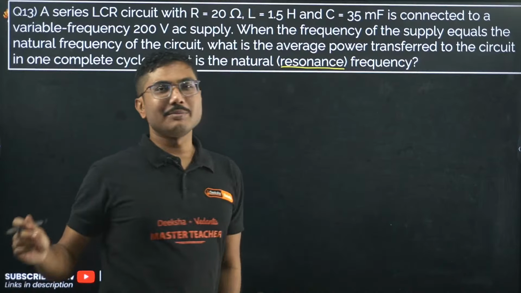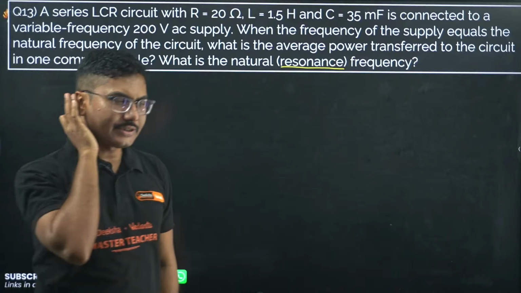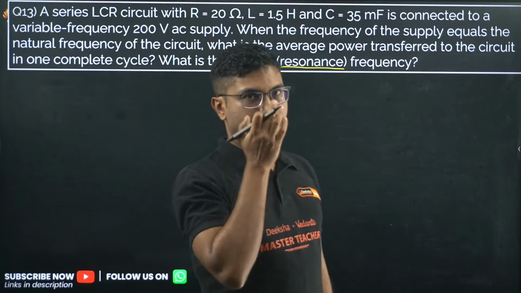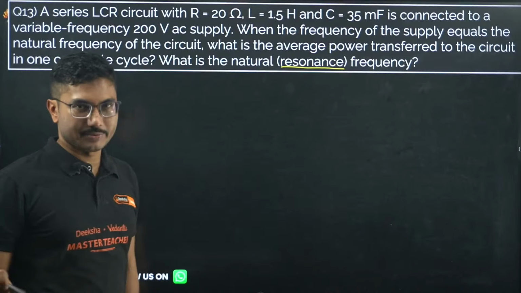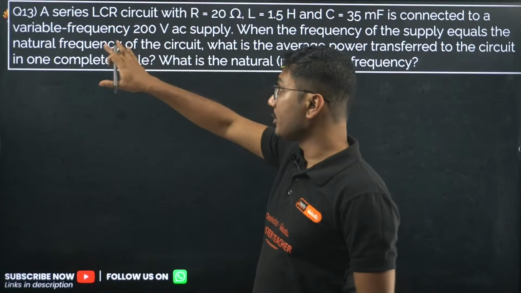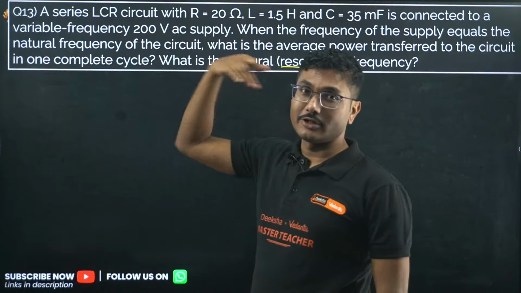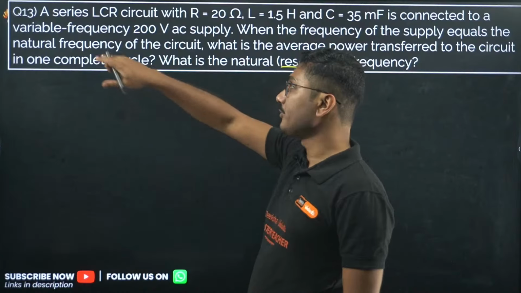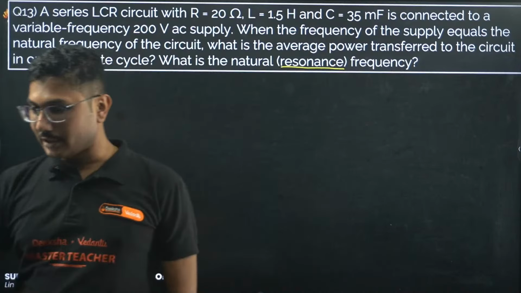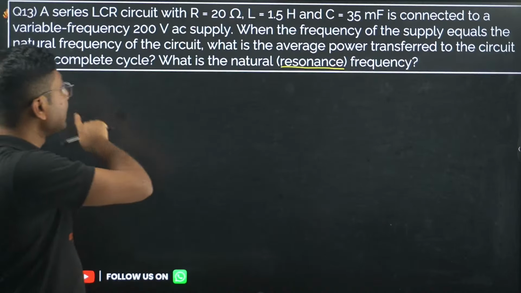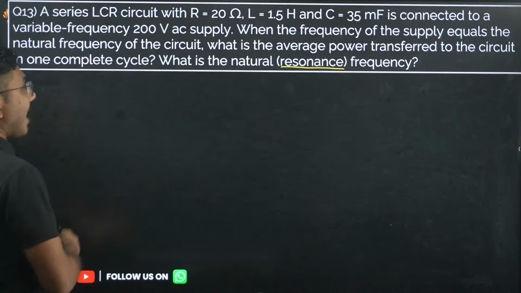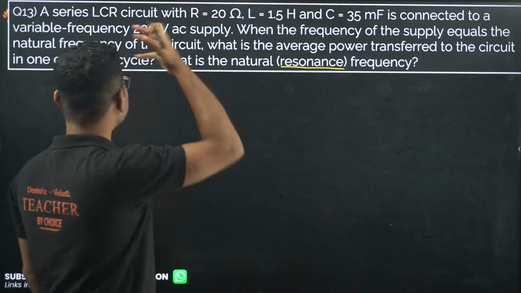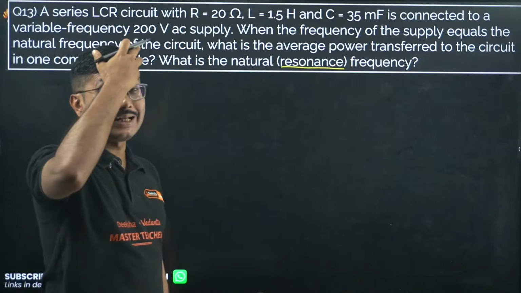Natural frequency is nothing but resonance frequency. Natural frequency is resonance frequency. So at natural frequency means when the circuit is at resonance basically. This question is from your NCERT. Instead of mentioning resonance frequency, they have mentioned natural frequency. So first is the average power transferred to the circuit in one complete cycle.